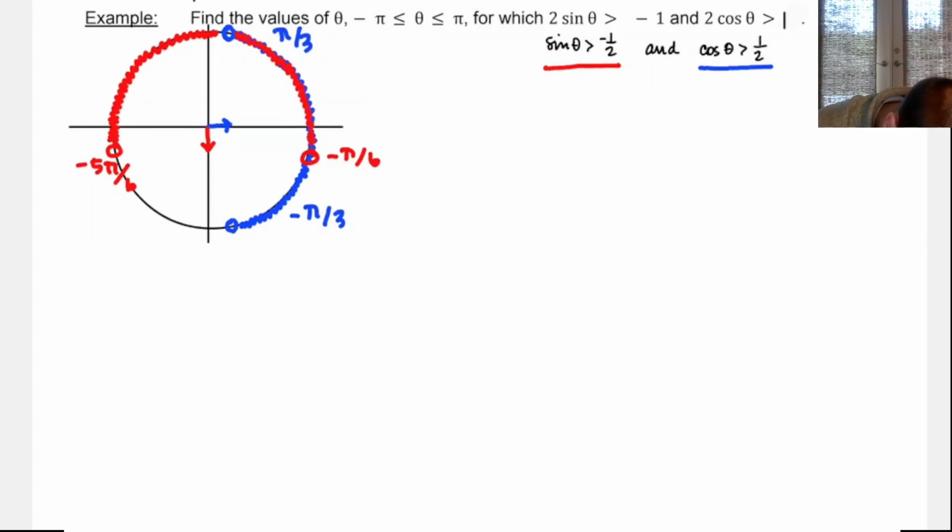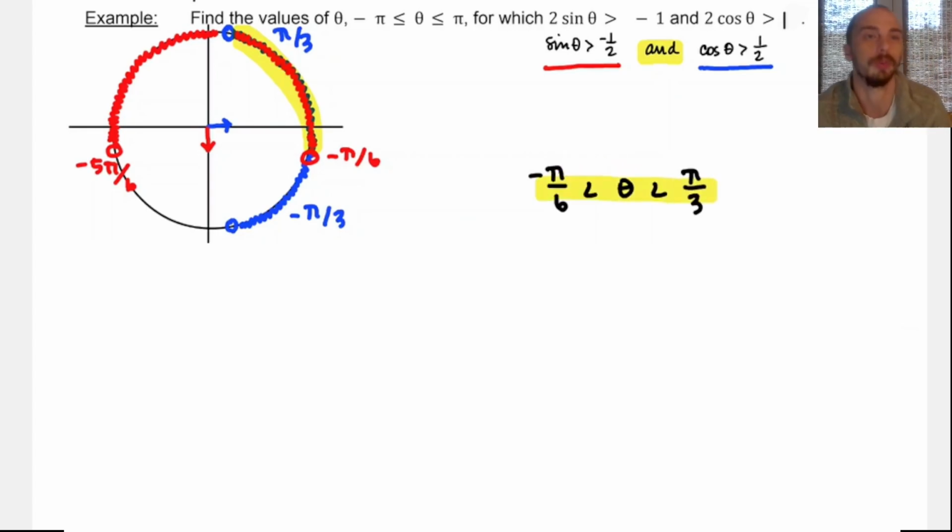That's what we're going to be mainly interested in, is where they were overlapping, because we want where they're both happening, one and the other. Okay, like that. And that'll be through here where we're seeing overlap. And so that would be between negative pi over 6 and pi over 3. Let's say theta is between negative pi divided by 6 and pi divided by 3, because both of the inequalities were true simultaneously.